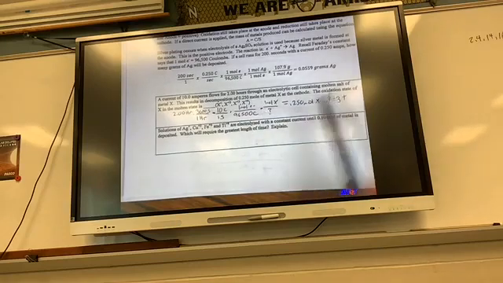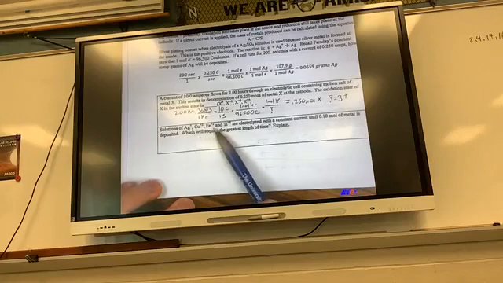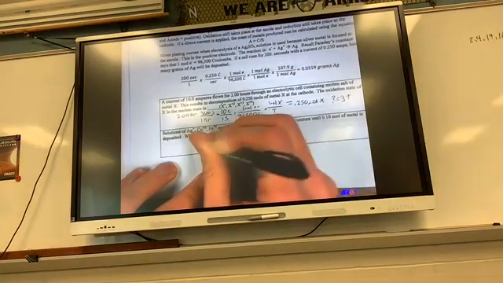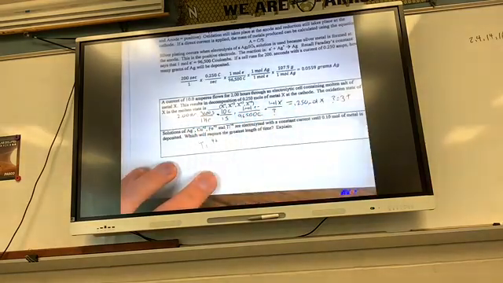All right. Solutions of Ag+, Co2+, Fe3+, and Ti4+ are electrolyzed with a constant current until 0.10 moles of the metal is deposited. Which will have the greatest length of time? Which one would take the most time to deposit that metal? The one with the most electrons. You got it. It would be Ti4+.